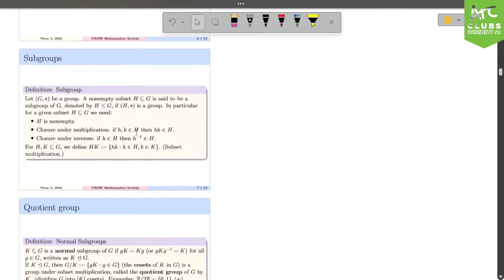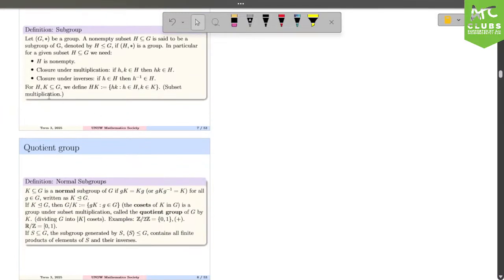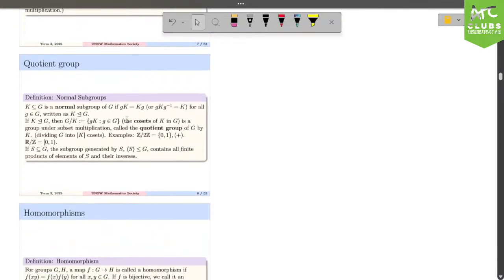Next, quotient group. Quickly. If we have subsets H and K in G, we define HK, which is subset multiplication, where we multiply every element in H by every element in K. Now, quotient groups, everyone's favorite part of this course, which is very intuitive. Now, K in G is a normal subgroup of G if gK is equal to Kg for all elements little g in capital G.